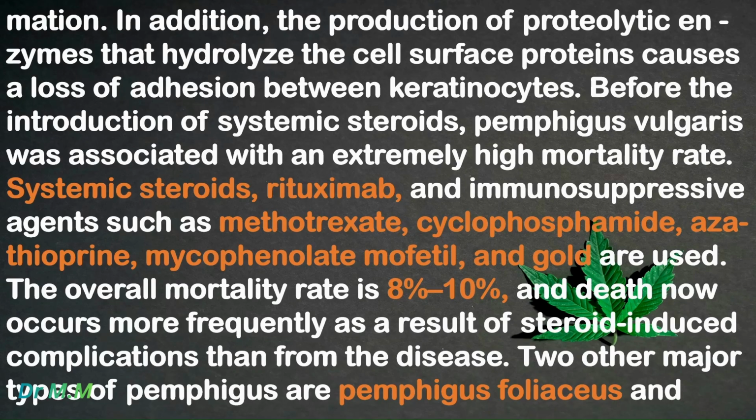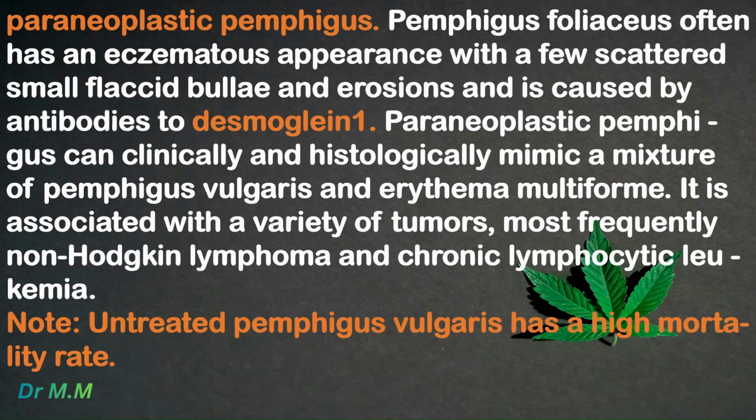than from the disease. Two other major types of pemphigus are Pemphigus foliaceus and paraneoplastic pemphigus. Pemphigus foliaceus often has an eczematous appearance with a few scattered small flaccid bulla and erosions and is caused by antibodies to desmoglein 1.